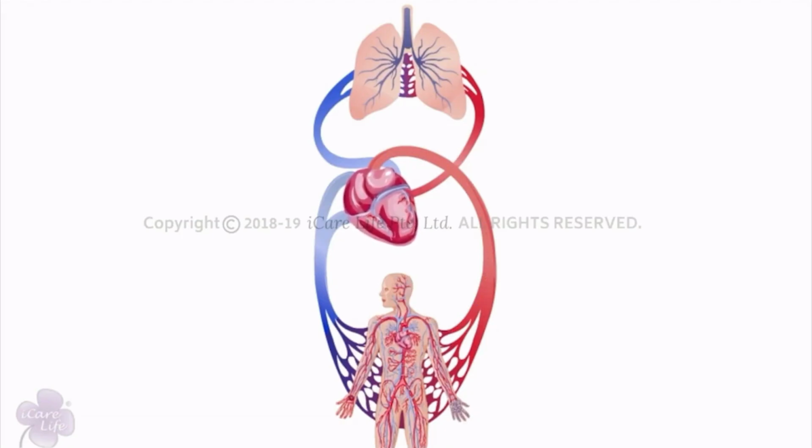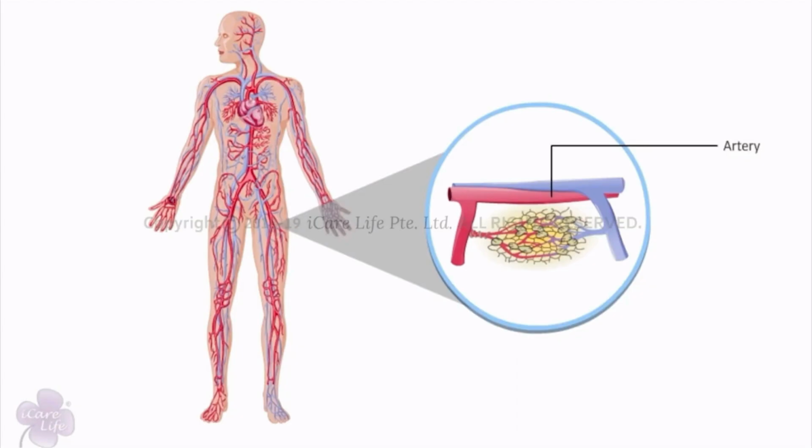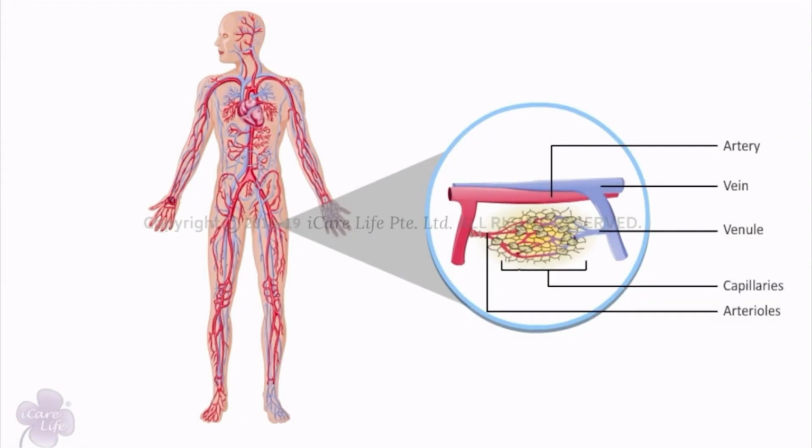Let us now look at the different types of blood vessels. Blood is carried from the heart to the different parts of the body by the blood vessels known as arteries. Veins are the blood vessels that carry blood to the heart from the lungs and other parts of the body. Arteries are further divided into arterioles, and venules unite to become veins. Very thin blood vessels known as capillaries connect the venules and arterioles.